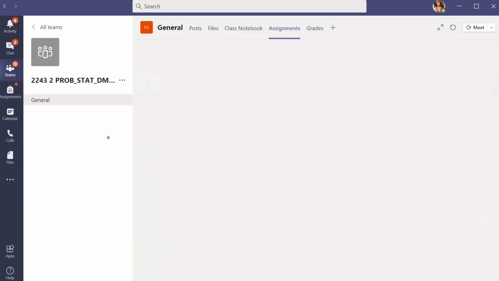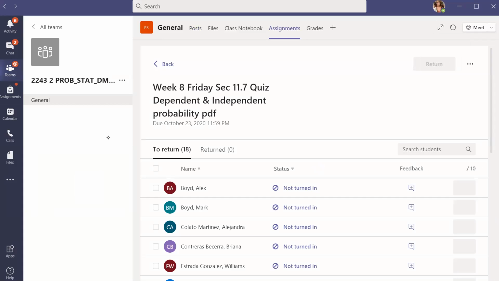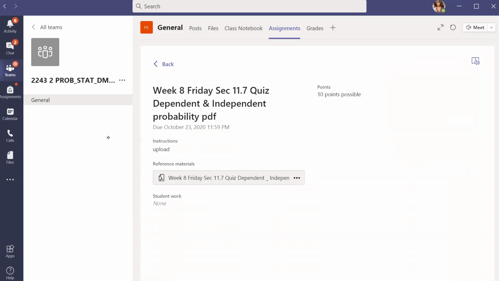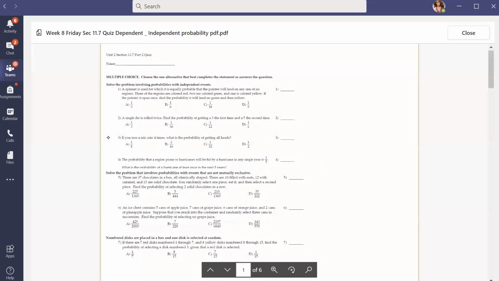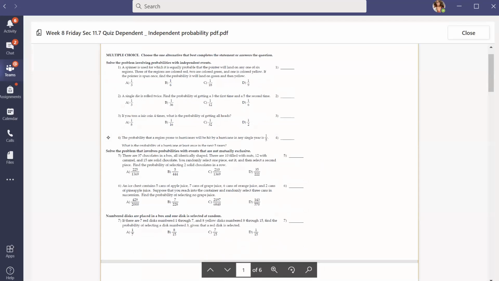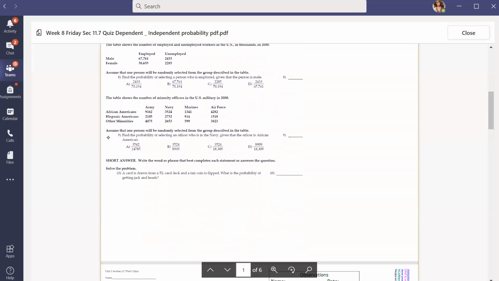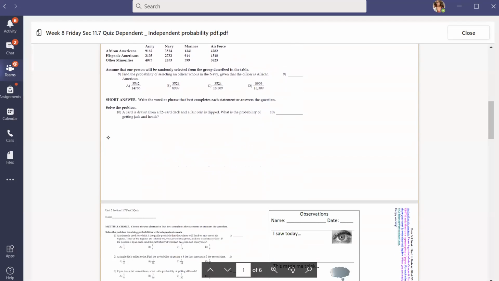So you want to go ahead and click on the assignment. And ta-da, you have this PDF right here. And of course, nobody has turned it in yet because you just got it. And so I want to see this from your view. So this is what it looks like. Click on it. And I believe it's just a 10-question multiple choice on dependent and independent probability. And yes, it is 10 questions, multiple choice.